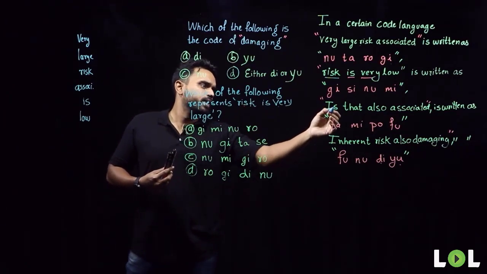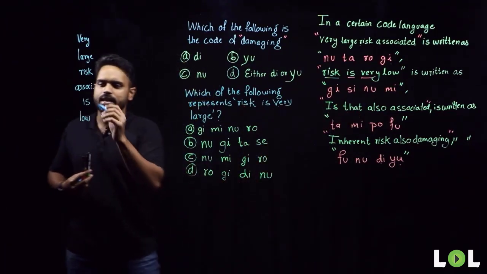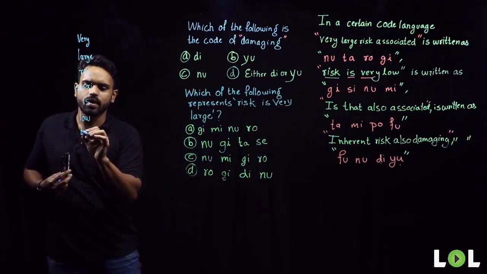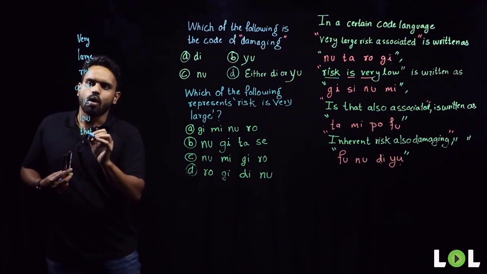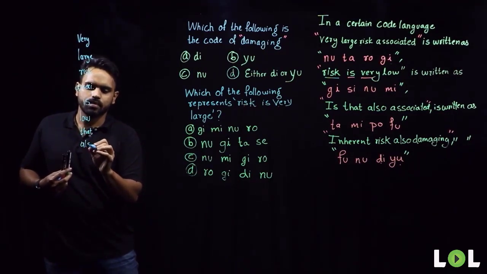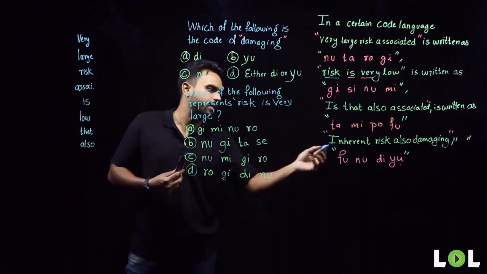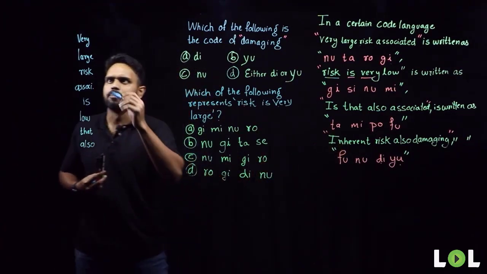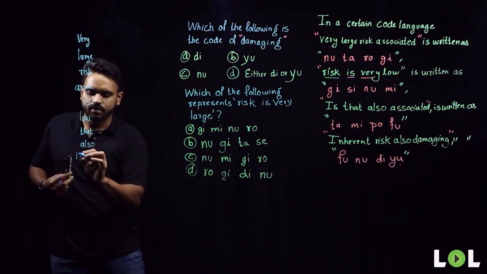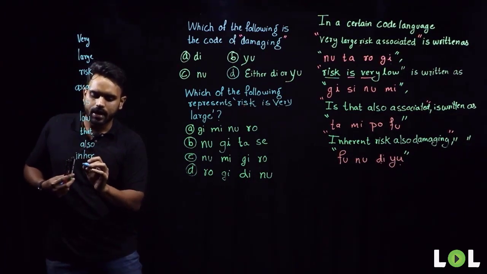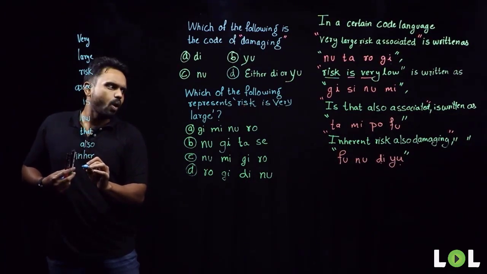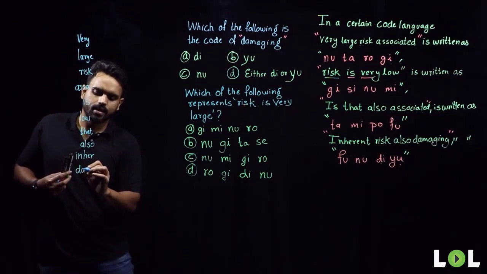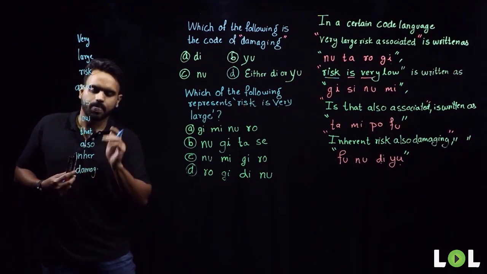So next one, is that also associated? Also is a new word. Associated, I already have it. Inherent risk is also damaging. Inherent, I do not have it, so I quickly take it here. Inherent, also, damaging.